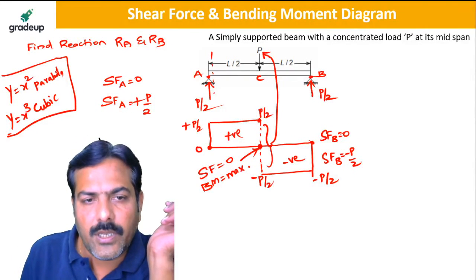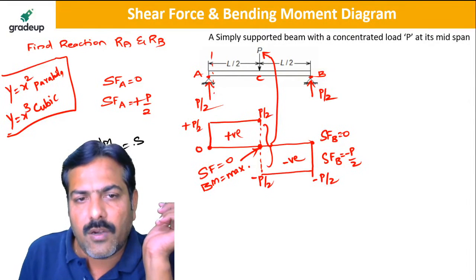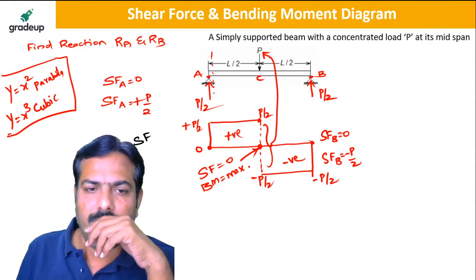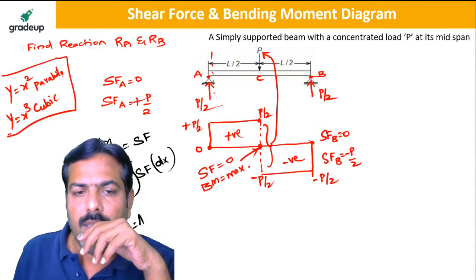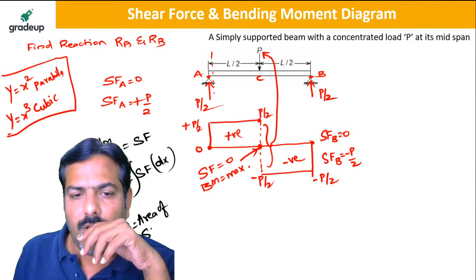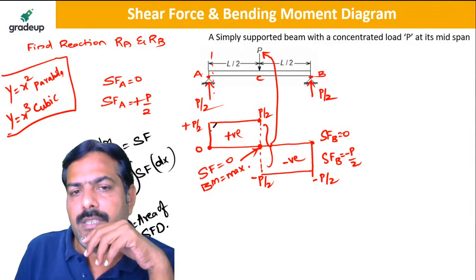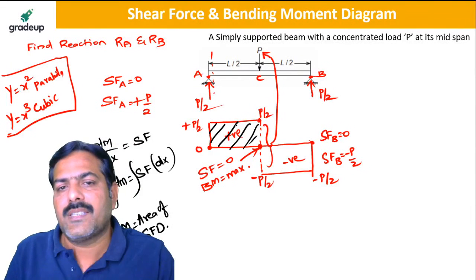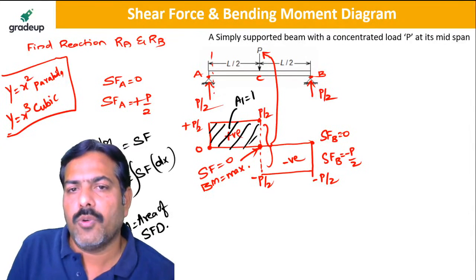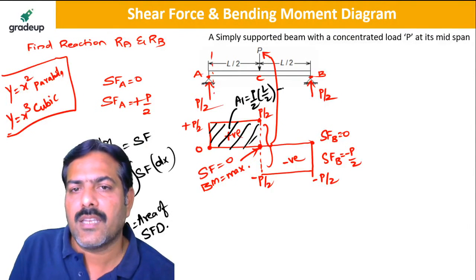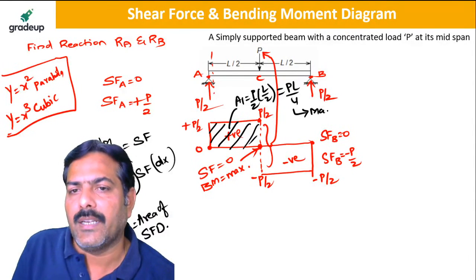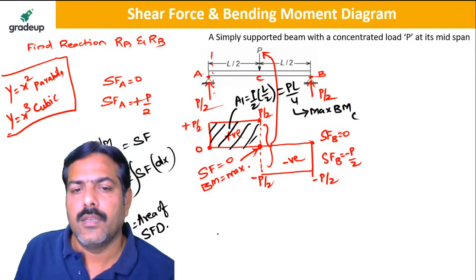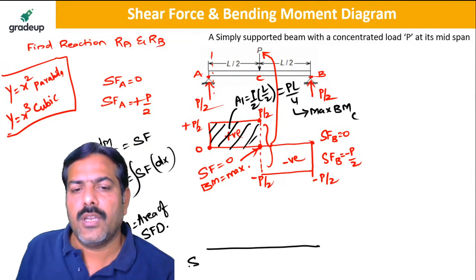Now I know that the first derivative of the bending moment with respect to x is called the shear force. So the bending moment is equal to the integral of SF dx. Integrating on both sides, the bending moment is equal to the area of the shear force diagram. So what is the area of SFD? Area A1 is equal to P by 2 into L by 2, so the answer is PL by 4, and this value is called the maximum bending moment at C.